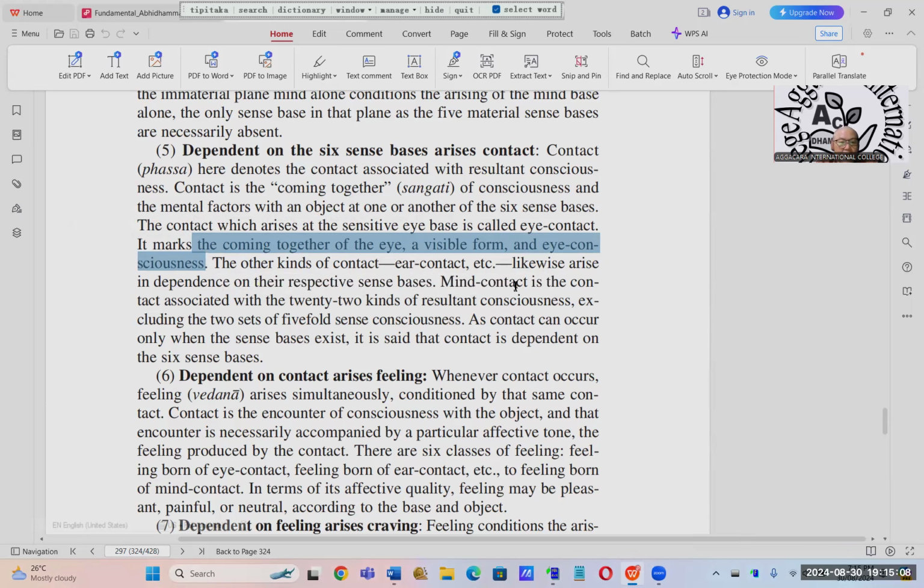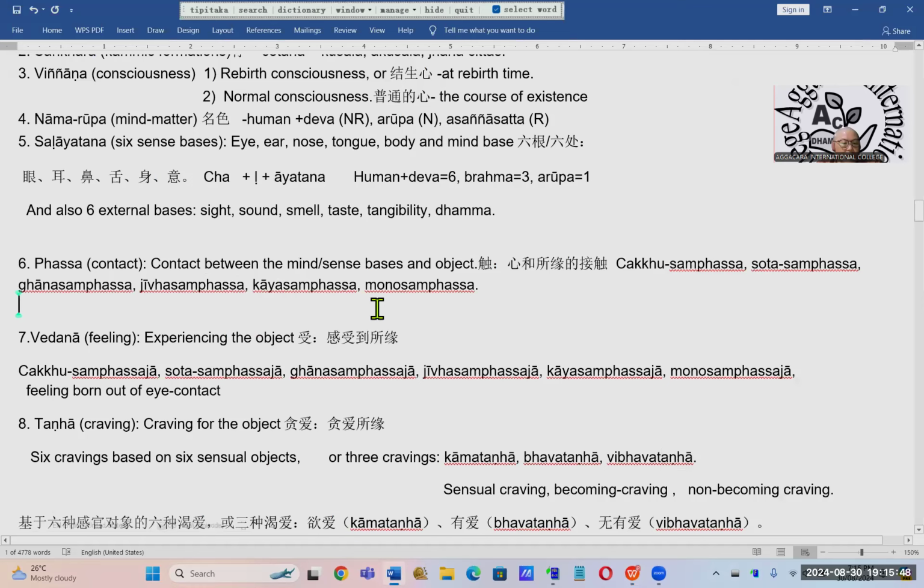Now, what is mind contact? Mind contact means the contact associated with the 22 vipaka citta, we call it resultant consciousness, not including the 5-4, that is, not including the eye consciousness, ear consciousness, tongue, nose, body consciousness. So it's the other 22 vipaka citta, right? Contact can occur when there are six sense bases. That's why we call it six sense bases. Depending on the six sense bases, contact arises. Okay. So now that's why we have this one.